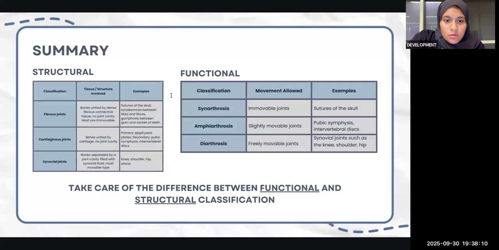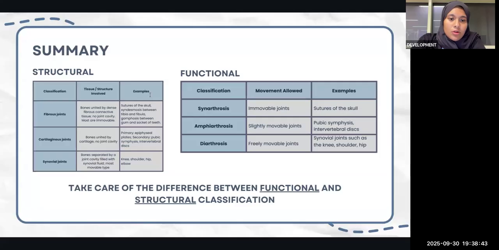Do we say synovial, pivot, synovial hinge? Structural. Okay. When they say what's a structural classification, you say synovial. When they say, okay, what type of joint is it? This is where you say, okay, ball and socket, hinge, whatever. Just to be safe, I do advise you to write both just in case. It doesn't hurt.